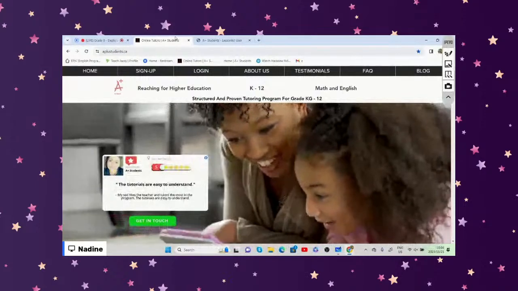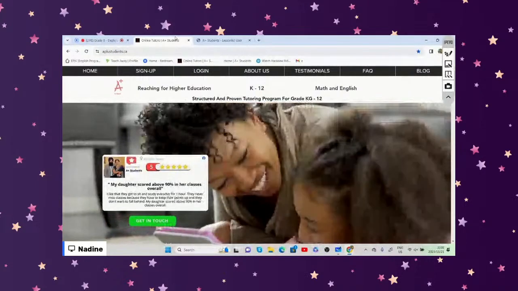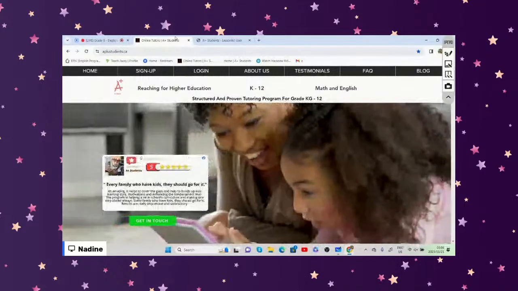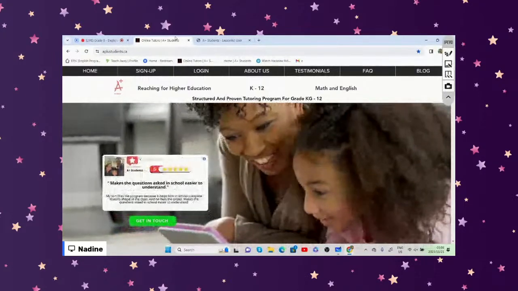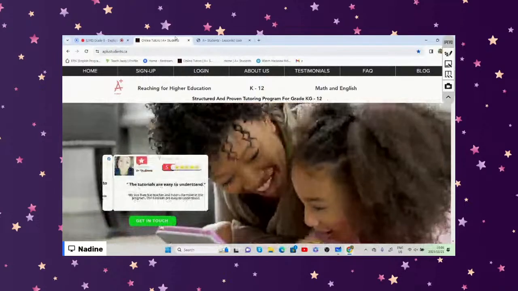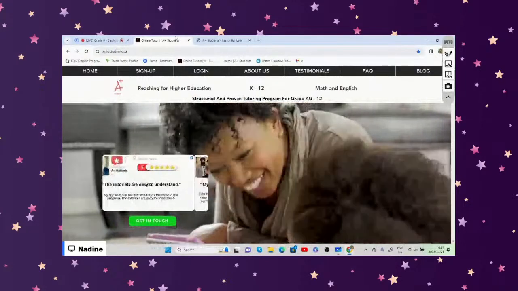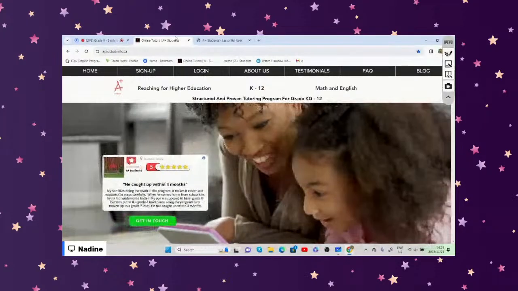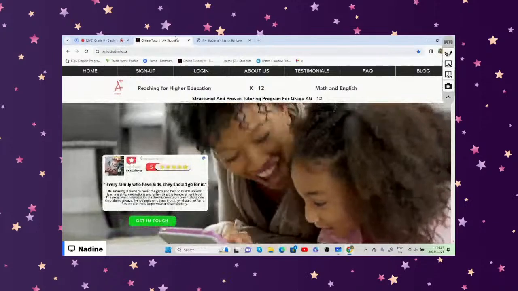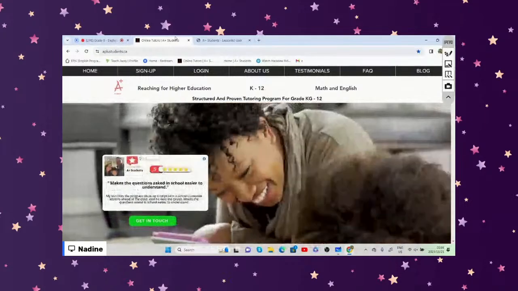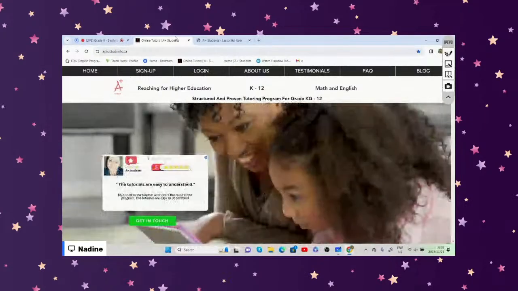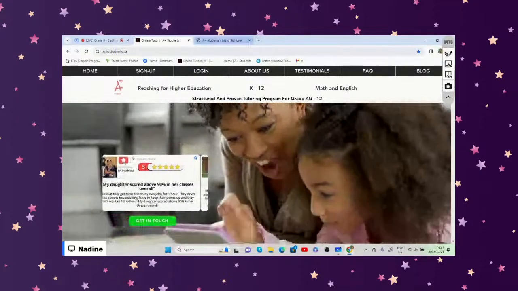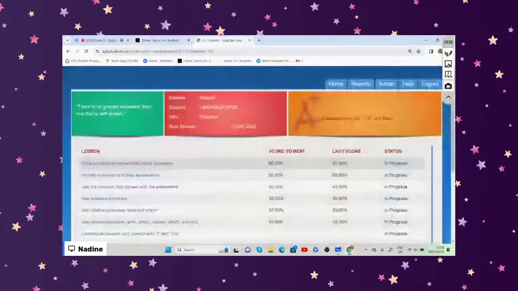And we're going to log in with our username as well as our password. Once we've logged in, we're going to select the subject of language arts, and then grade 8. Once we've selected language arts, grade 8, we're going to scroll down until we get to the chapter of pronouns.